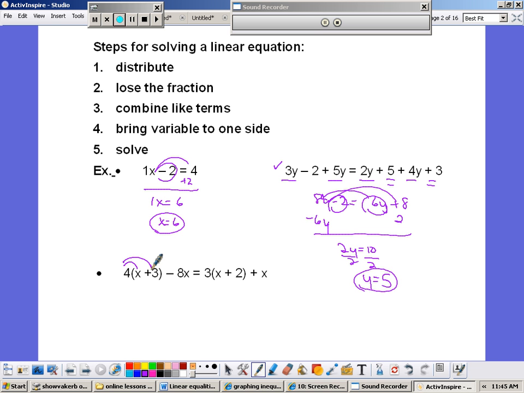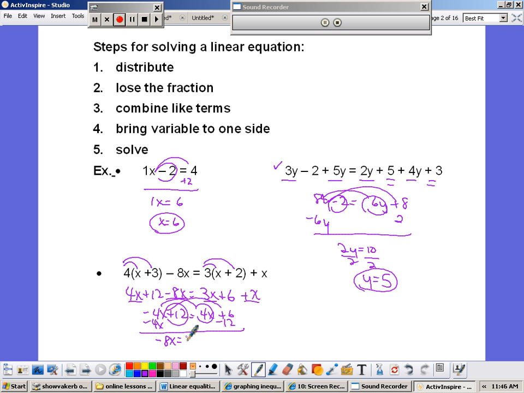This one I need to distribute. In fact, I need to distribute twice. 4x plus 12 minus 8x equals 3x plus 6 plus x. Fractions? No. Combine like terms. Negative 4x plus 12 equals 4x plus 6. I move my 4x over. I move my 12 over. Negative 8x is equal to 6, divided by negative 8. X is negative 3/4.